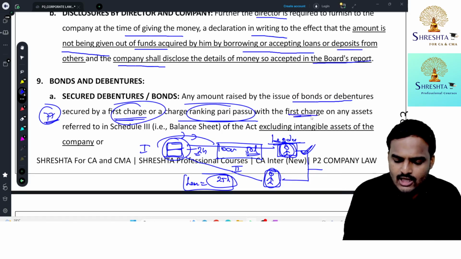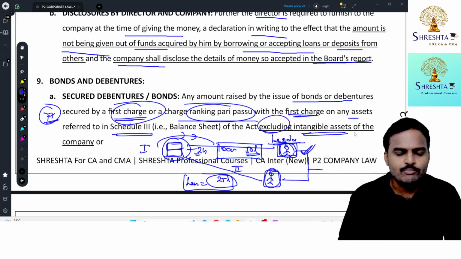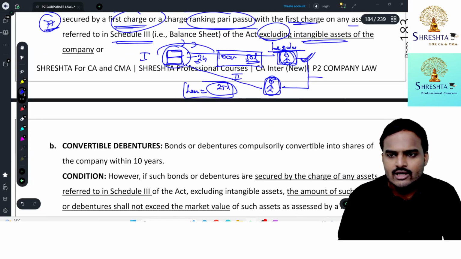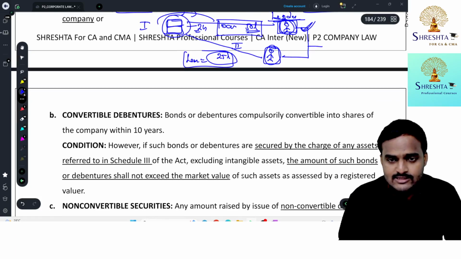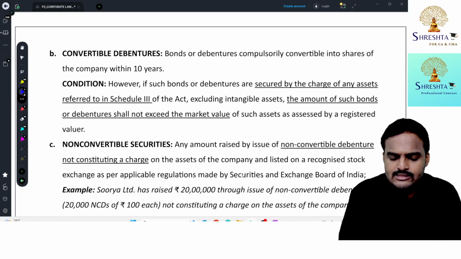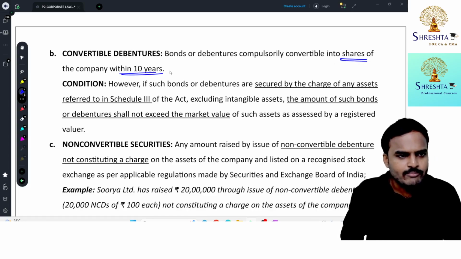With the first charge on any assets referred to in Schedule 3 financial statements, excluding intangible assets, intellectual property rights. Example, intangible assets. So charge shall be created only on tangible assets for this purpose. Next one, convertible debentures. Bonds or debentures compulsorily convertible into shares of the company within 10 years. Then also not a deposit.